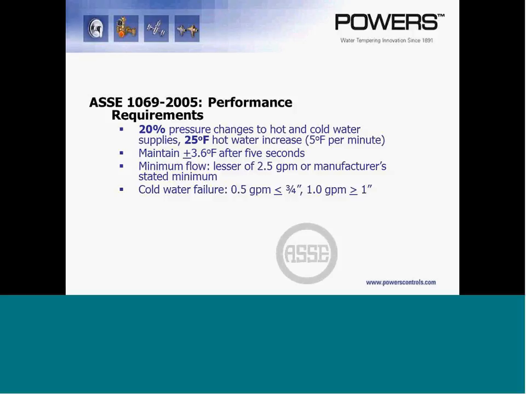And essentially, again, this particular standard is very similar to a Type T standard. Actually, it's almost identical. Must accommodate 20% pressure changes and increases in hot water temperature. Now, because it is a type T, it allows you 5 seconds to make the adjustment to the plus or minus 3.6 or 2C. And there's your minimum flow at 2.5, or the manufacturer's stated minimum. And the cold water failure allows you a little bit more water for larger valves, 1 inch and up, versus 3/4, which is a half gallon and below.